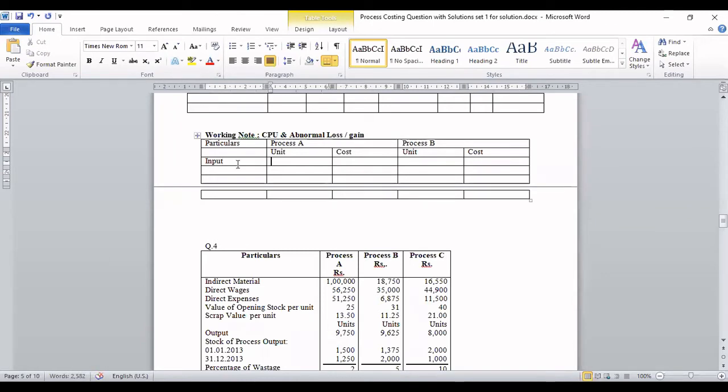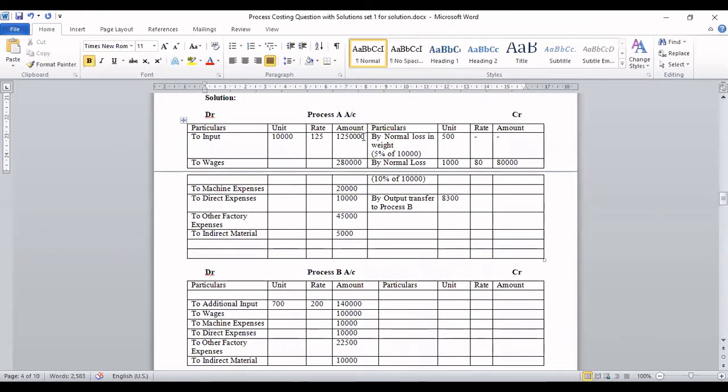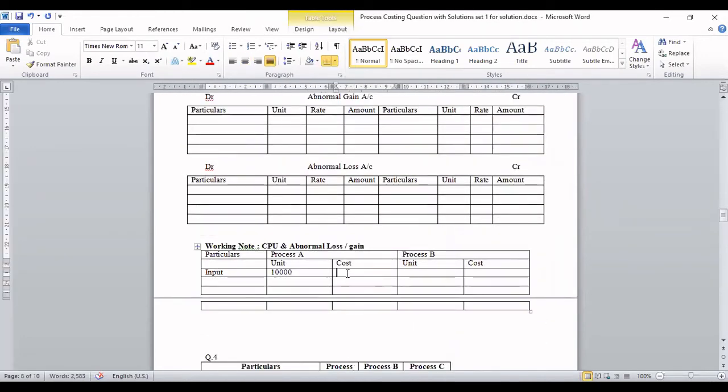Can you tell me for process A, what is the input unit? 10,000. Very good. Now what is the cost for this 10,000 units? 16 lakh 10,000. You have taken the total of this. For finding out the cost, you have to take the total of whatever expenses you have incurred in that process. So the amount is 16 lakh 10,000. Very good. Then now we have to deduct normal loss.